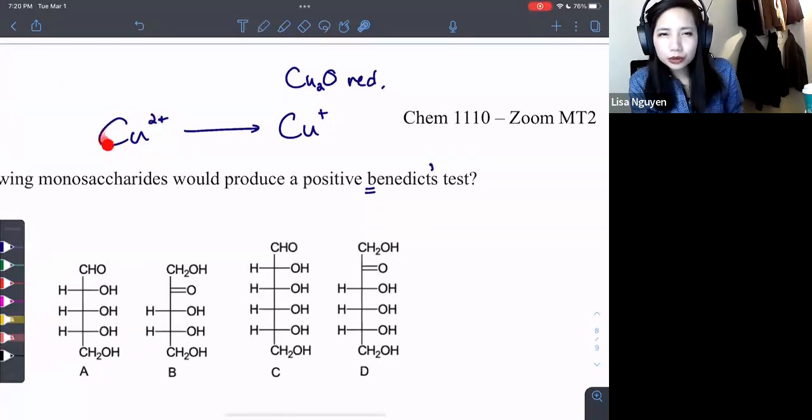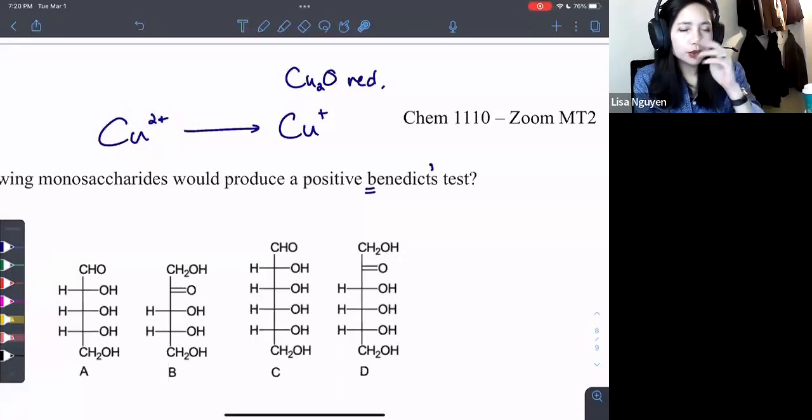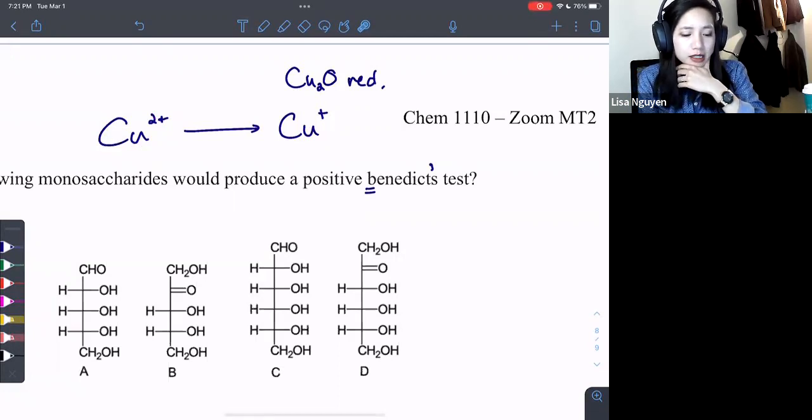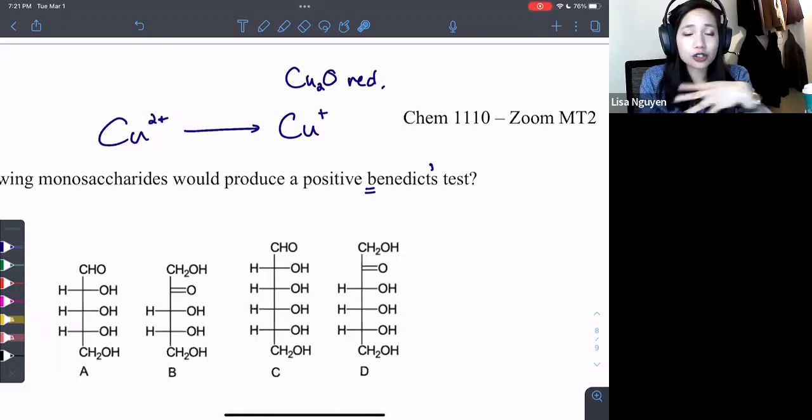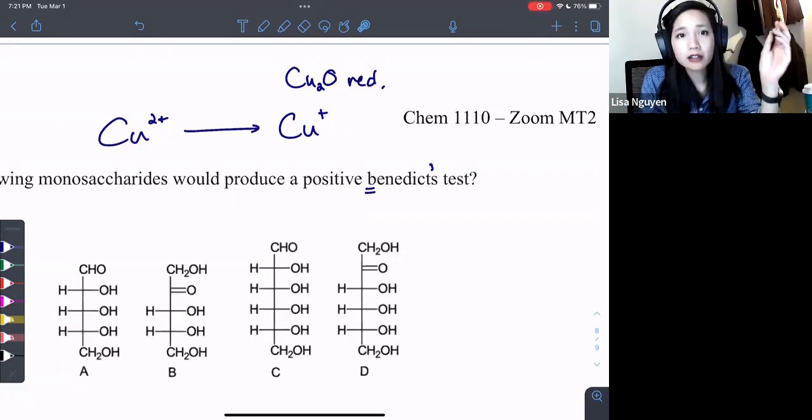It goes from that clear blue solution to a red solid. So this copper substance is going from 2+ to 1+. So it is gaining electrons, so it is being reduced. In the Benedict's test, when it's positive, copper 2+ is reduced to copper 1+, where we see the red color.